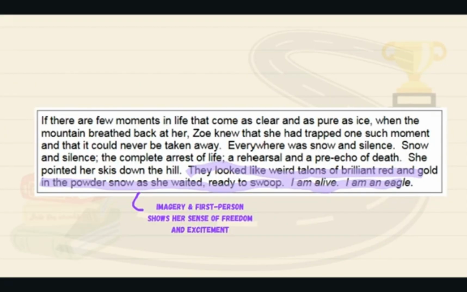In purple here, I've highlighted another quote. So it says, "They looked like weird talons of brilliant red and gold in the powder snow as she waited, ready to swoop. I am alive. I am an eagle." Here is an example of imagery in first person, and it shows Zoe's sense of freedom and excitement. It also shows the fact she's feeling energy, adrenaline, and she's feeling truly alive in the situation she's in.